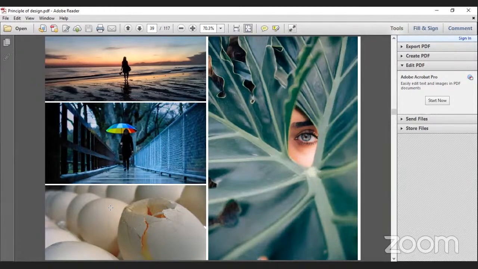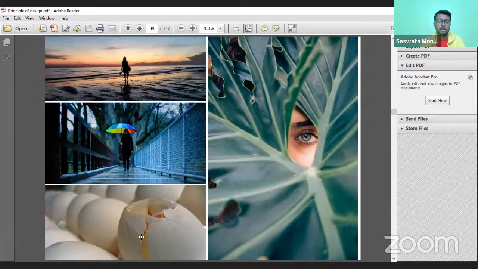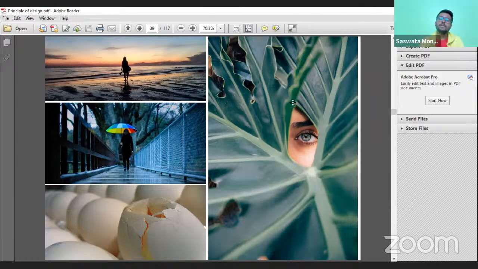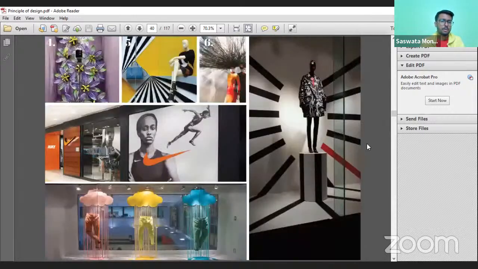Broken egg. Most importantly, the yolk coming out of it. Now, this last one is very simple. Eye. The eye of the person who is behind the leaves. Fine. Let's move on. Now you are going to answer again one by one in the same manner, and we'll go through. The very first one: what is the point of emphasis?